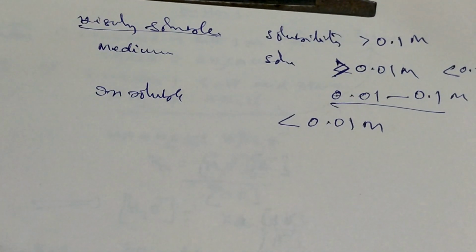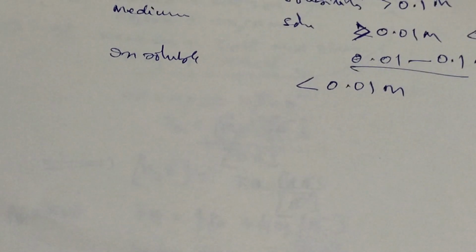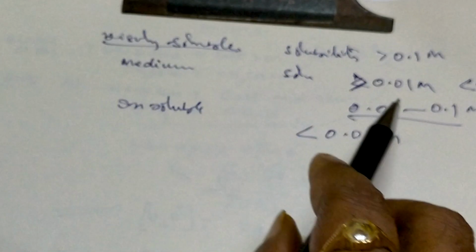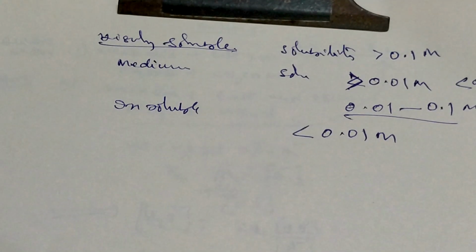This is the criteria. Normally in chemistry people follow the conventional methods for the international. Highly soluble, the solubility is more than 0.1 molar. Medium soluble, it should be in between 0.1 to 0.01. Insoluble is less than 0.01.